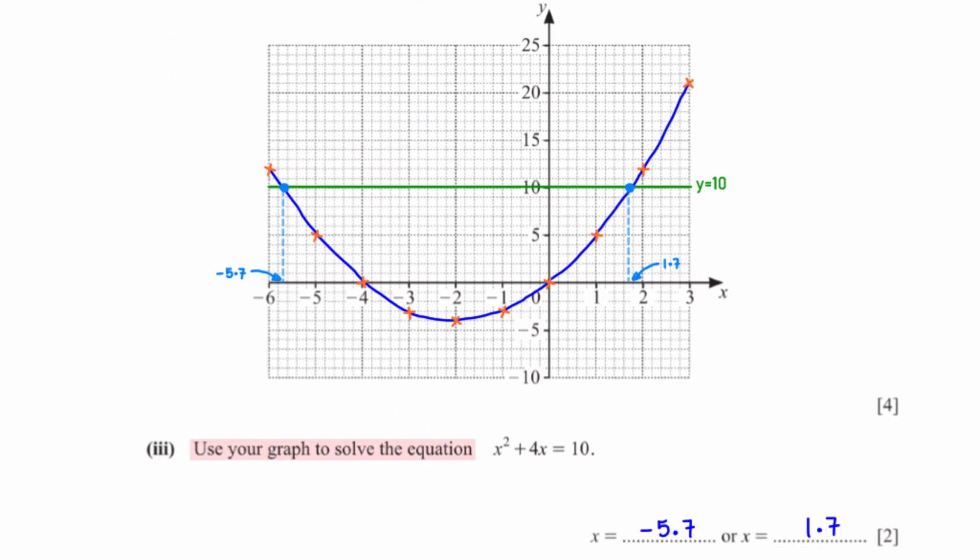Use your graph to solve the equation x squared plus 4x equals 10. To be able to solve this equation using the graph, we first need to draw the line y equals 10 on the grid. After drawing the line, the solution to the equation would be the x-coordinate of the intersection point of the curve and the line. This gives us x equals -5.7 and x equals 1.7.